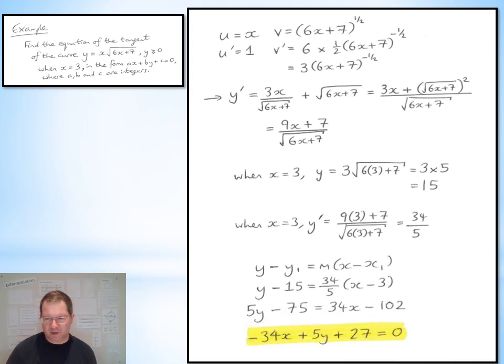And then multiplying both sides by 5, expanding the brackets and bringing everything over to the left, because we've been asked to write it in the form ax plus by plus c equals 0, where a, b, and c are integers. We get minus 34x plus 5y plus 27 is equal to 0, which we could, of course, have written as 34x minus 5y minus 27 is equal to 0.